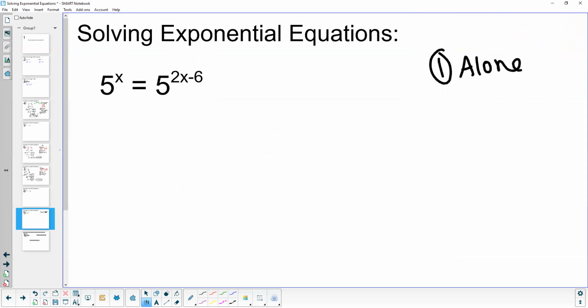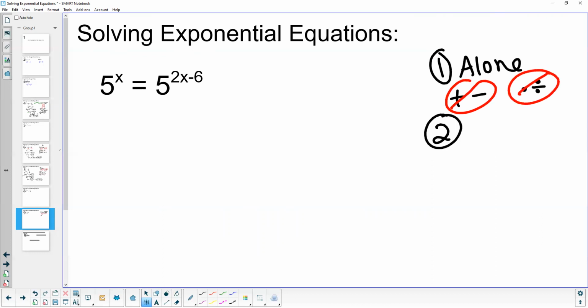Now in this case, we have exponentials on both sides. Therefore, they're both alone because there's no add or subtract that we're dealing with, and there's no multiply or divide. So we are totally fine. None of that exists. So we are good. Now our second step is to do our log it step. Now when they have the same base like this, we can actually log both sides.